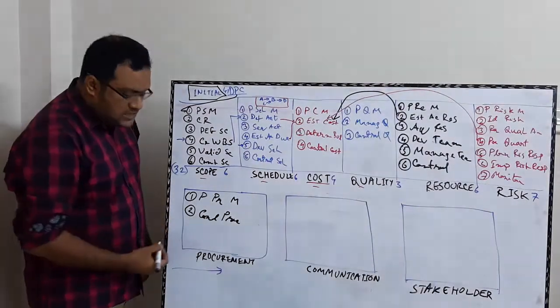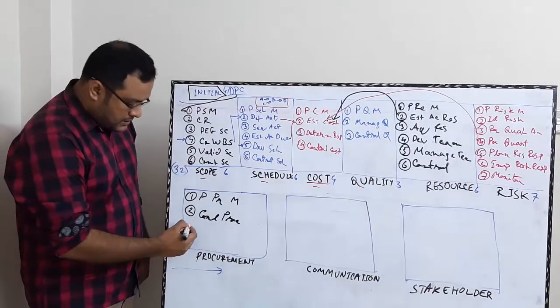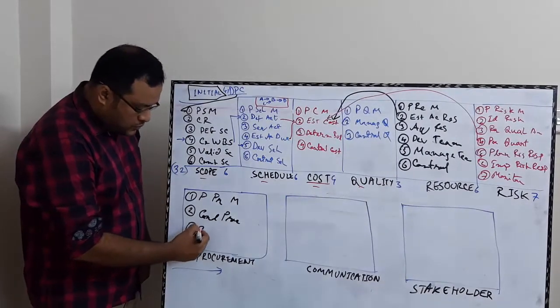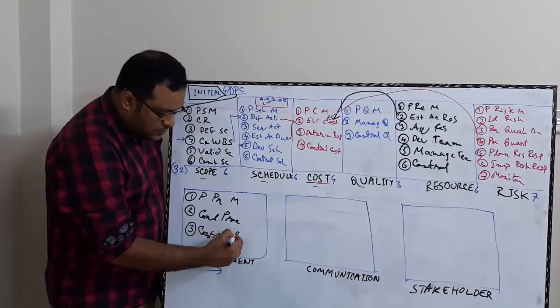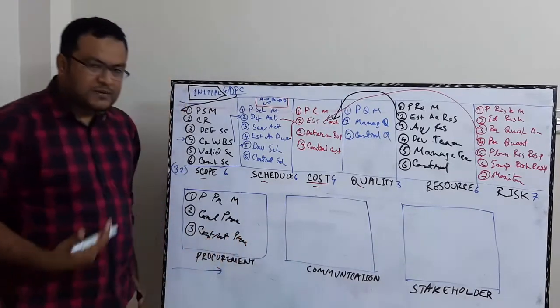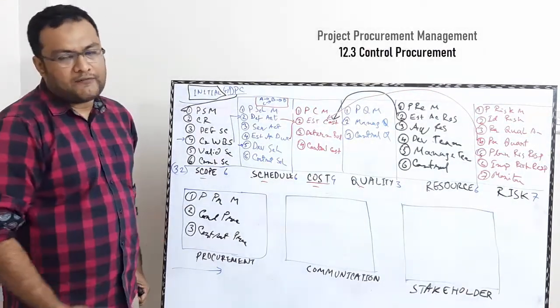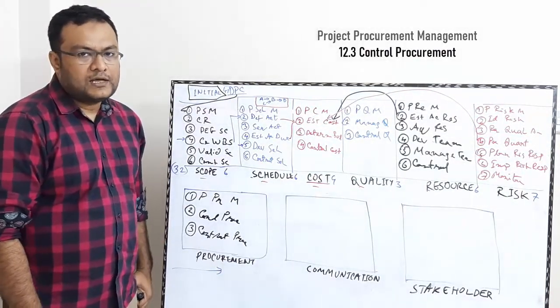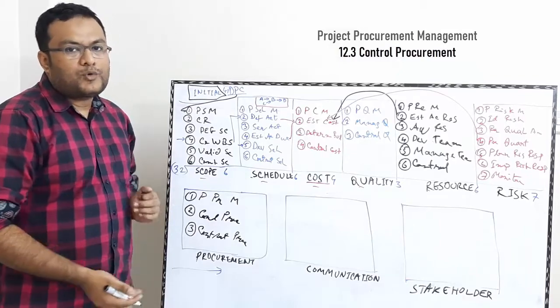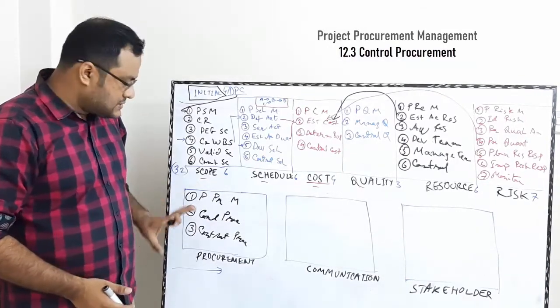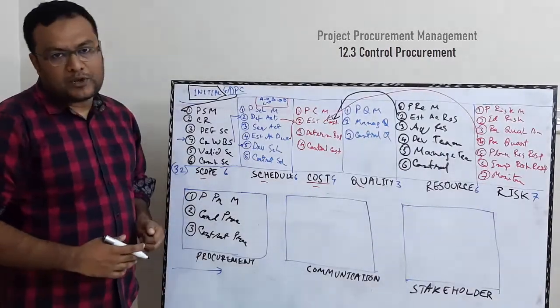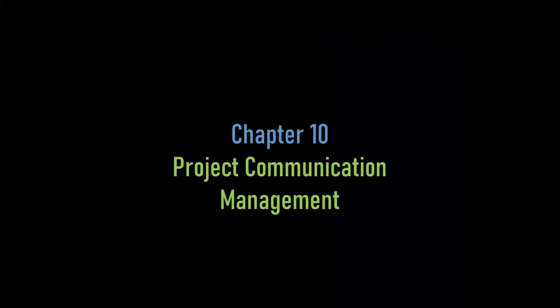Now, once you are done with conducting your procurement, the last thing you need to do is control procurement. Control procurement is: is my seller delivering according to the plan, according to the contract I have awarded the seller? That is your control procurement. So these 3 processes build the procurement knowledge area.